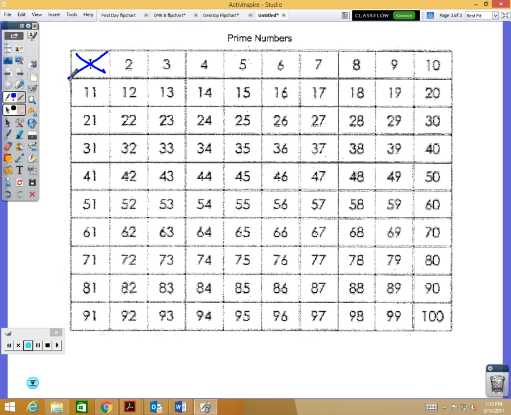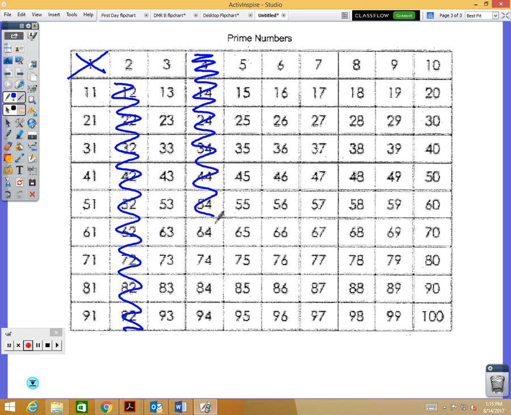So that means everything below the 2, those are all evens. Mark them all out, because they're composite. We're marking out the composites. All of these are even numbers. Mark them out. That column with 4. How do I know that those are even? They end in a 4. What's the next column I can mark out?